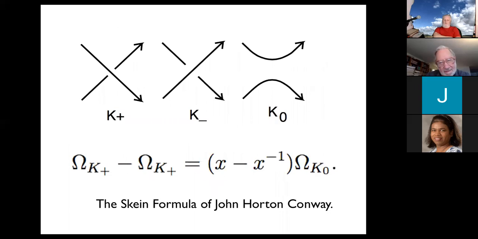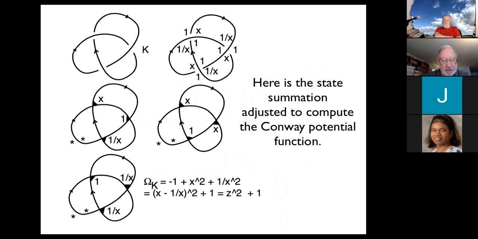But then it does have a model, and this is a model for it. And if we went back to the model and calculated, we would see how it would happen. In the model, the Z is X minus X inverse. Here's our state sum again, with the Conway type labelings on it instead of the other labelings. X forward, 1 over X backward in a positive crossing.